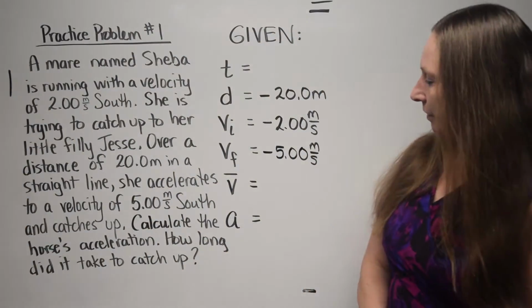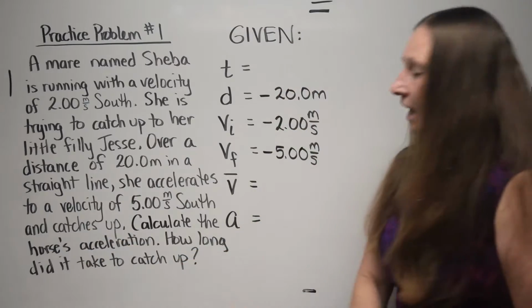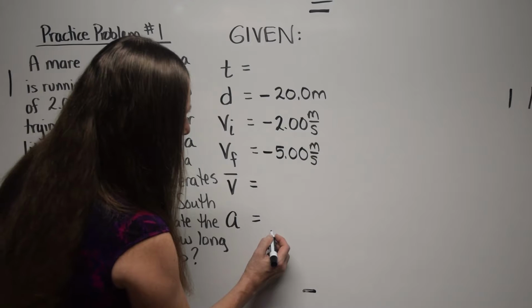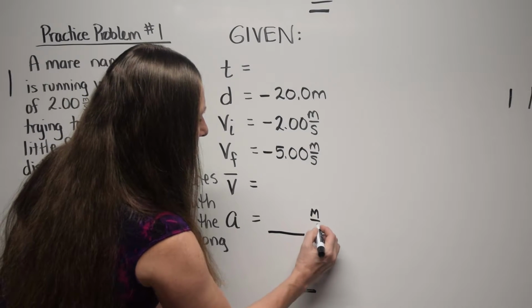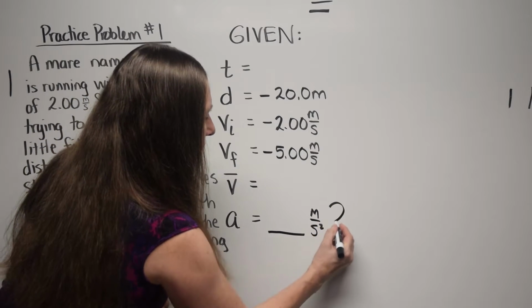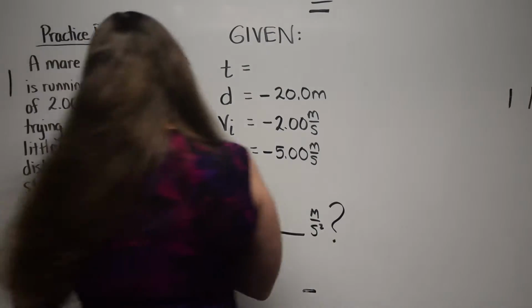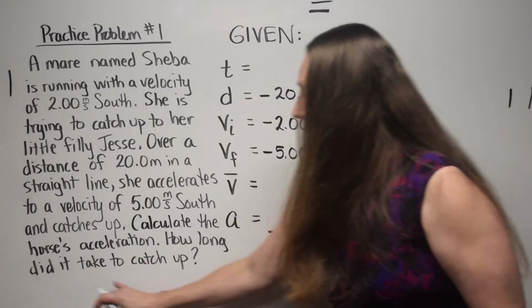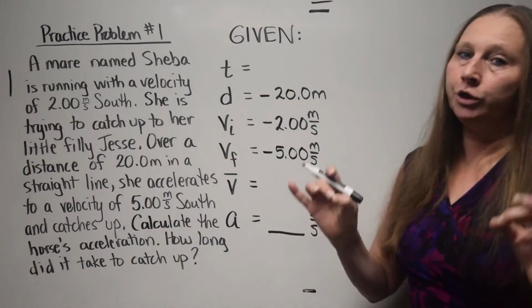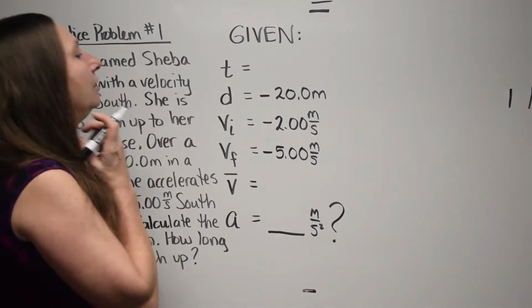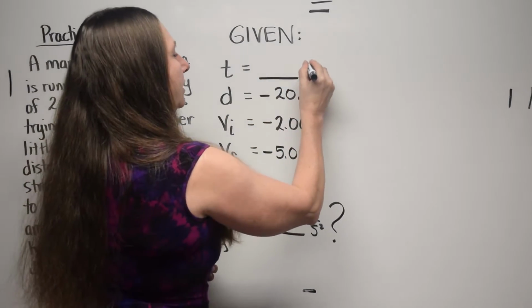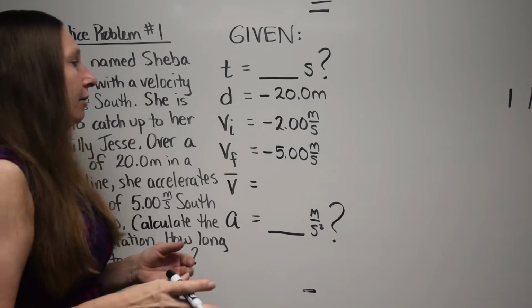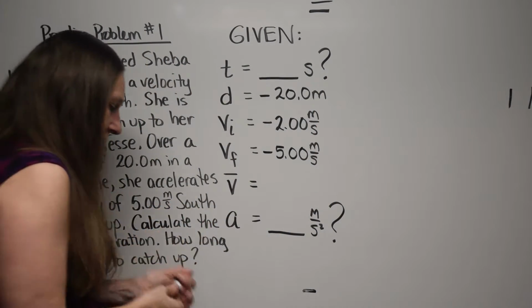And the question: calculate the horse's acceleration. So we're trying to figure out acceleration, in meters per second squared, how much is it going to be? And the other thing that we're trying to figure out in this question is how long did it take to catch up? How much time? Now some problems will have one thing to figure out. Some problems will have 2 or 3 things to figure out.